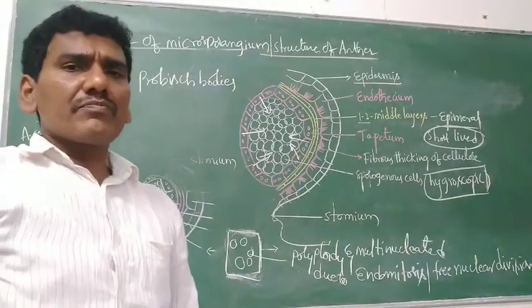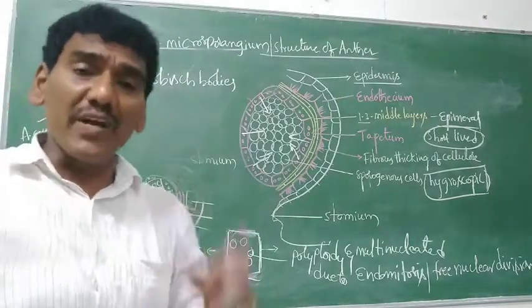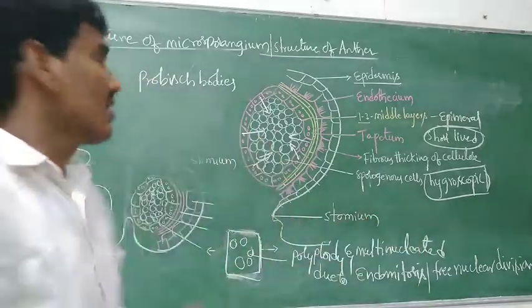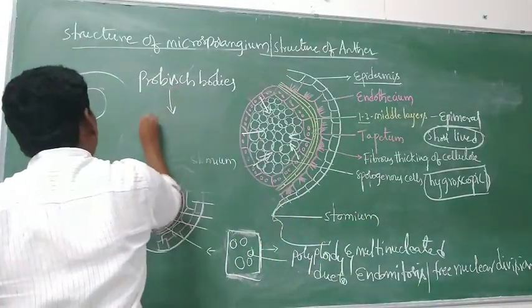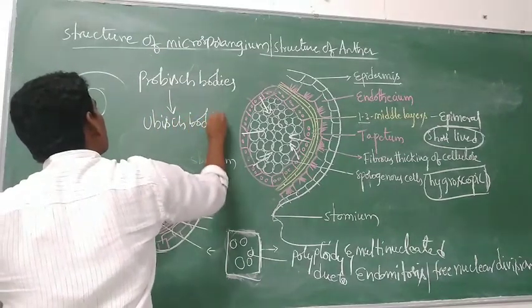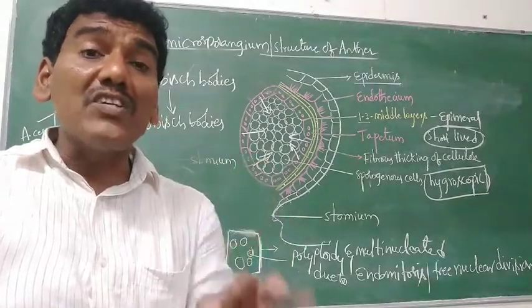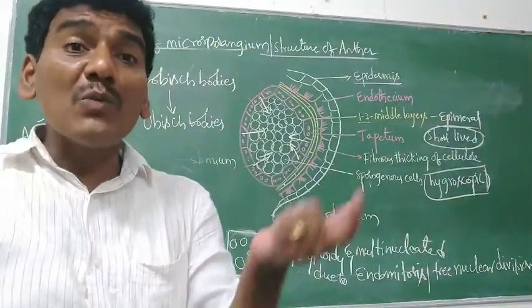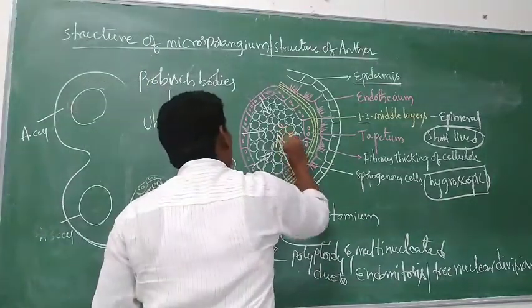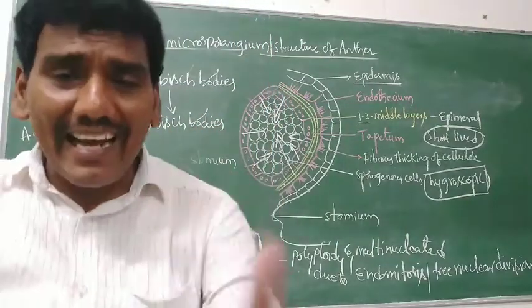The probisc bodies are surrounded by the sporopollenin. That's why the probisc bodies are also known as ubisc bodies. At the time of tapetum degeneration, the ubisc bodies are released into the pollen sac.